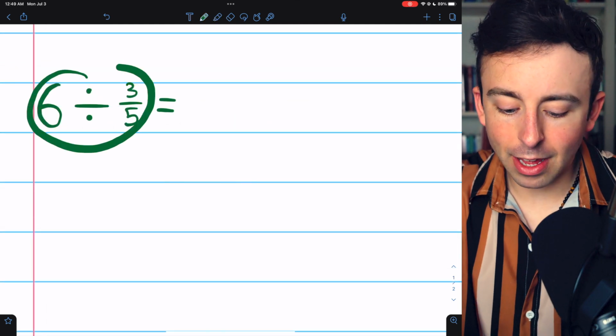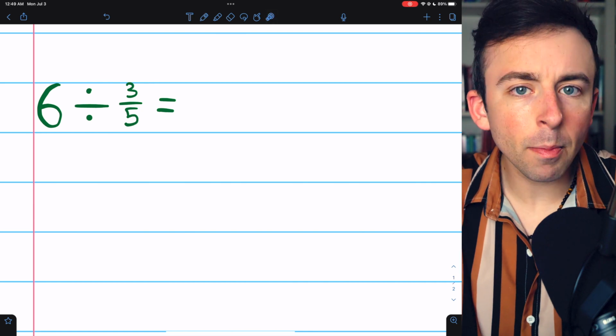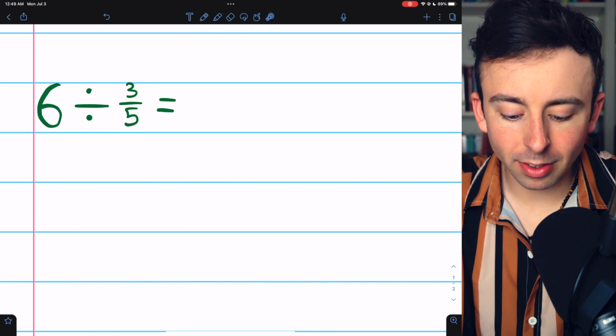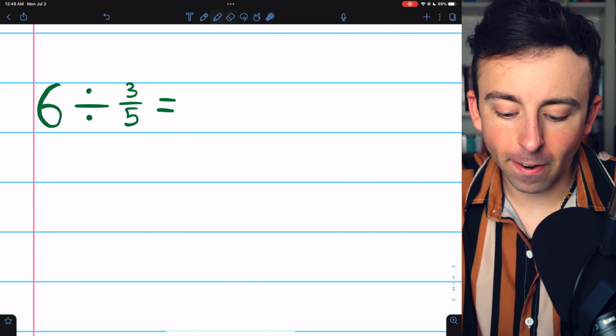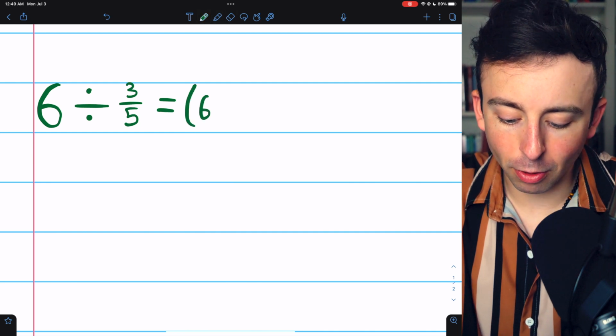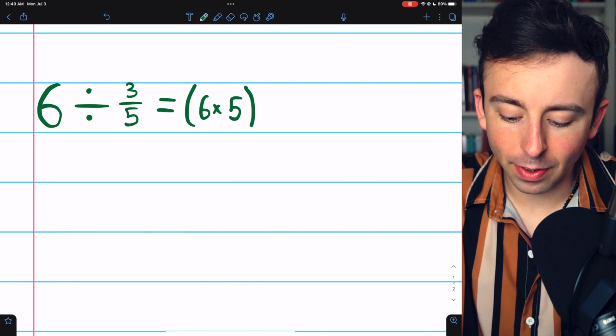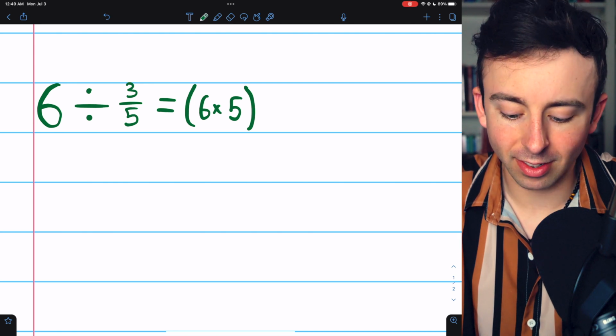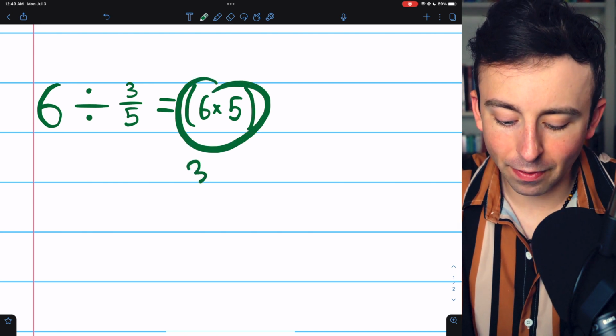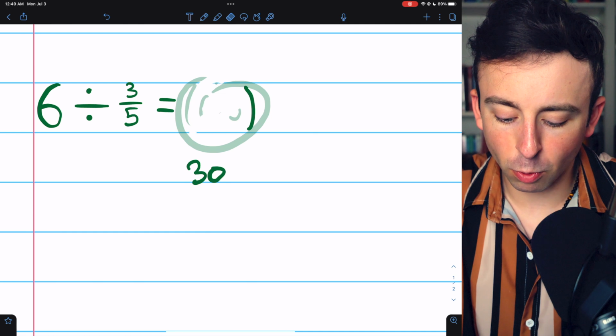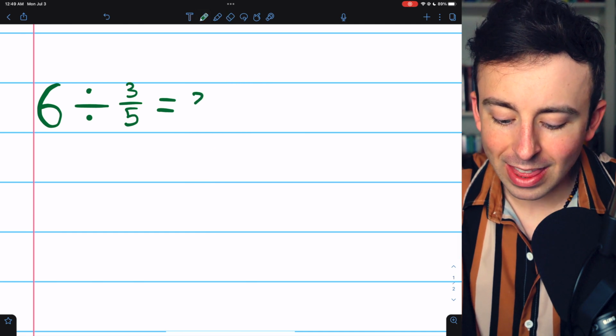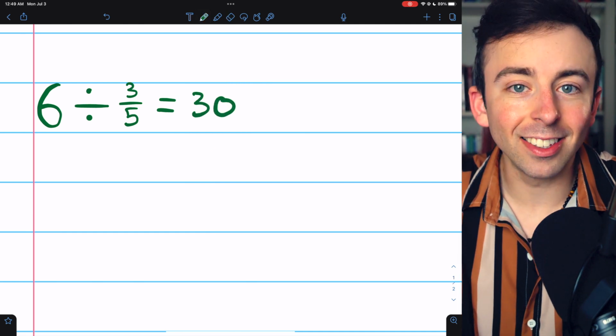6 divided by 3/5. Again, we could think about this conceptually. First, how many fifths are there in 6? The answer is 6 times 5. That's how many fifths there are in 6. But 6 times 5 is just 30, so let's just erase that and write 30. There are 30 fifths in 6.